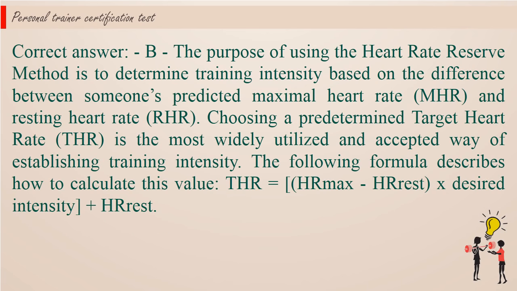Correct answer, B. The purpose of using the heart rate reserve method is to determine training intensity based on the difference between someone's predicted maximal heart rate, MHR, and resting heart rate, RHR. Choosing a predetermined target heart rate, THR, is the most widely utilized and accepted way of establishing training intensity. The following formula describes how to calculate this value.